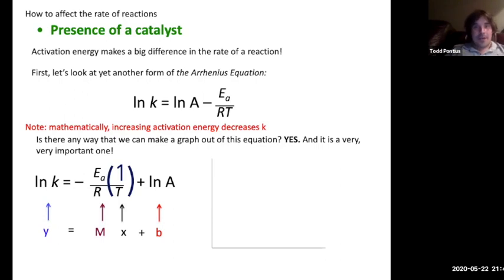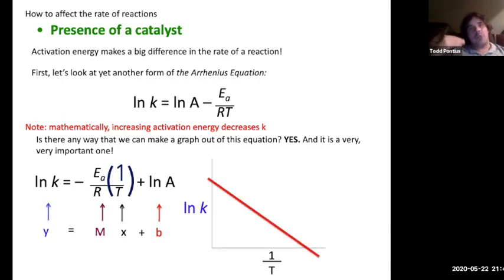So is there a way that we can turn this into a graph? Yes, we can. And it's arguably one of the most important graphs in all of science, because activation energy is a key property of reactions. And this is how activation energy is found for the hundreds of thousands of reactions that are studied out there. So what we do is, on the y-axis, we plot the natural log of K. On the x-axis, we plot 1 divided by temperature. And you will always get a negative slope.